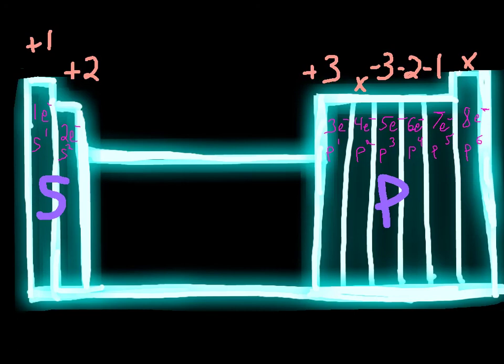Memorize the pattern. +1, +2, +3, skip 1, -3, -2, -1. Then when you look at a periodic table, you can figure out these oxidation numbers for yourself.